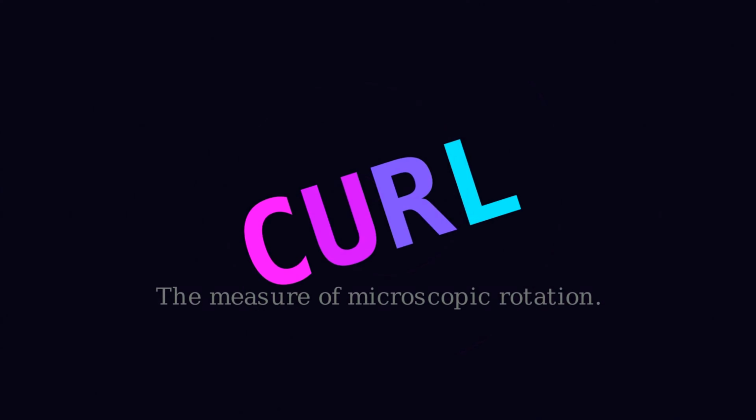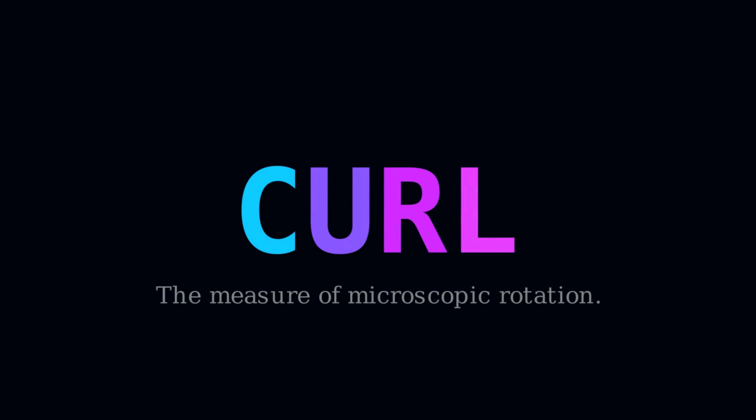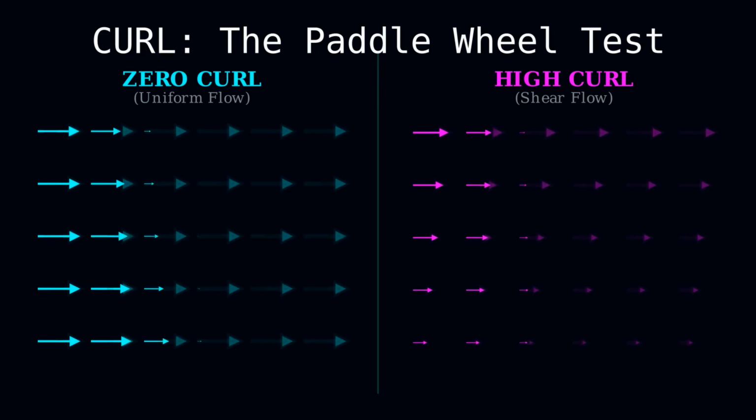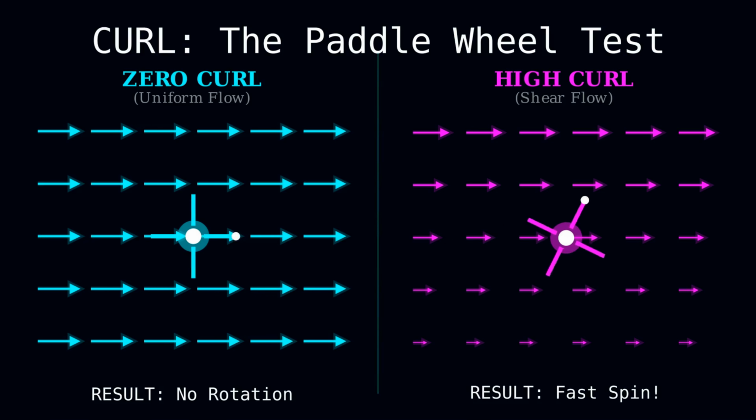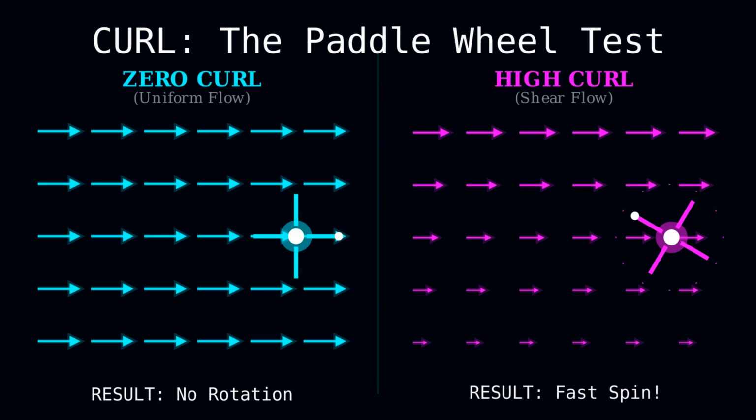The curl isn't magic. It is a battle between two specific forces. The formula asks two fundamental questions. First, how does the vertical lift change as we move right? Second, how does the horizontal push change as we move up? Let's visualize the first term by looking at the vertical forces.